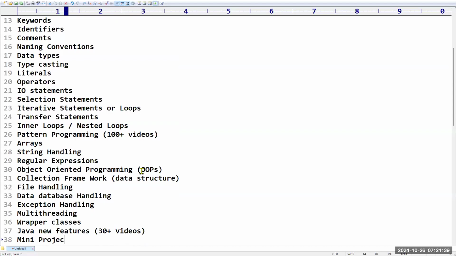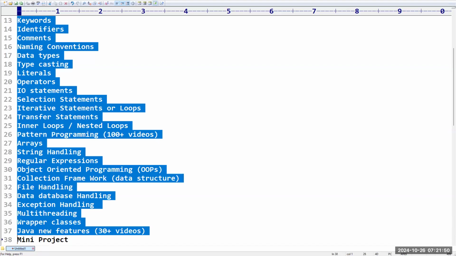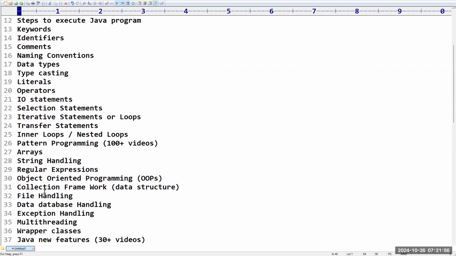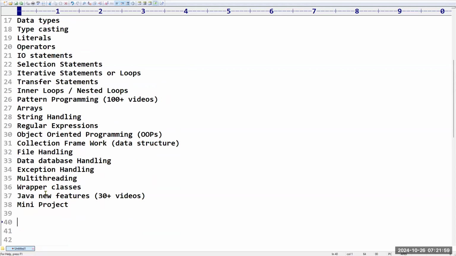project. With analysis, we are going to take one mini project. This is very, very important. Why? Because by including all these concepts we have studied, the mini project will be based on them. So this is the syllabus of what we are going to discuss as part of our core Java course.